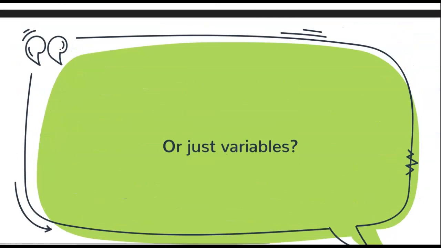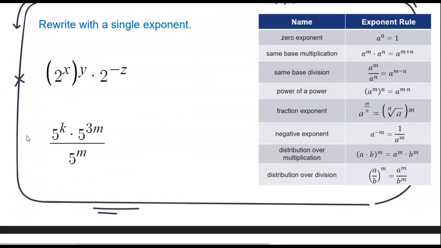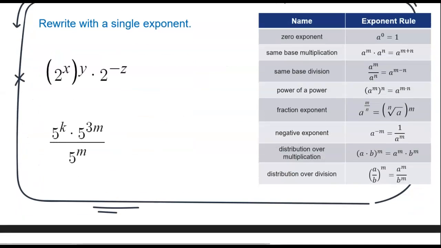What if we just have variables, though? Does that change anything? Can seem a little bit trickier. Let's take a look. So this says to rewrite with a single exponent, and now we just have all variables in the exponents. Well, let's see. This one looks like we have something, an exponential raised to another power. So do we have a rule that looks like that?